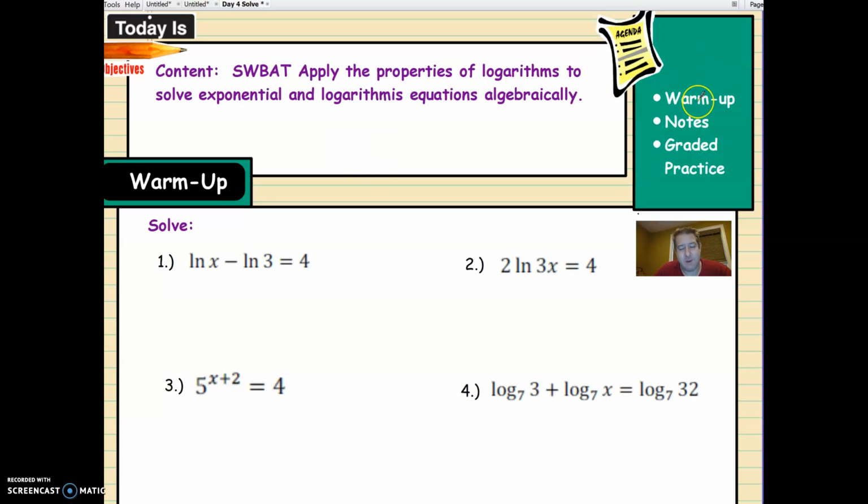We're going to be solving exponentials and logarithmic equations by substituting. So this question, we've done these before. This is condensing down, so we need to condense this down to 1 log.